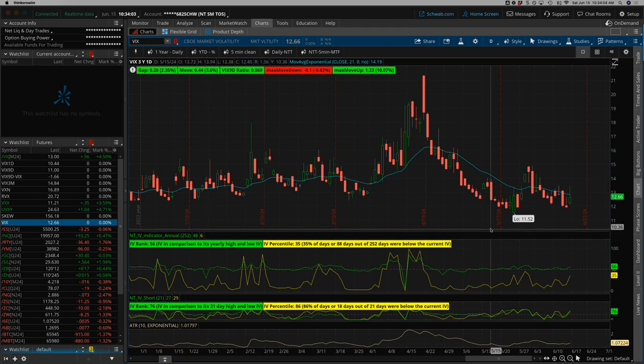Quick look at the markets and then we'll jump into my trades, starting with volatility. Every little pop in VIX continues to get contracted. VIX settling in at 12.66. S&P, let's look at the index.